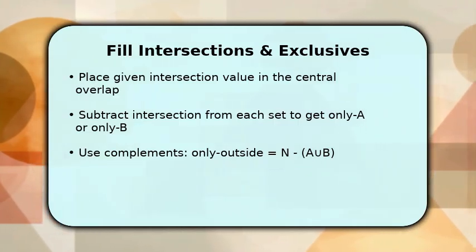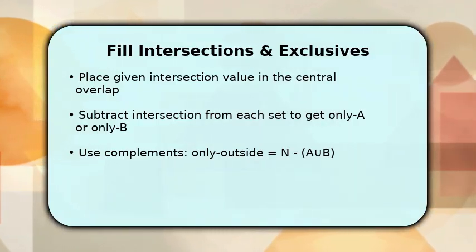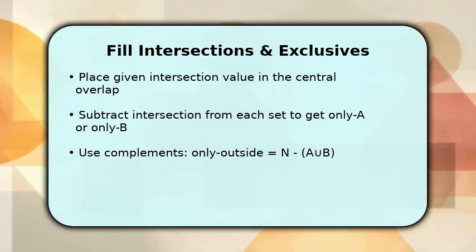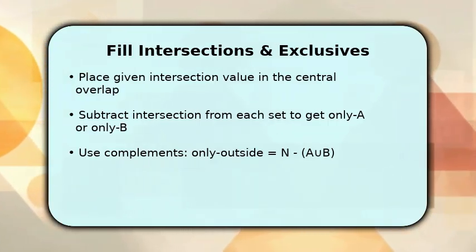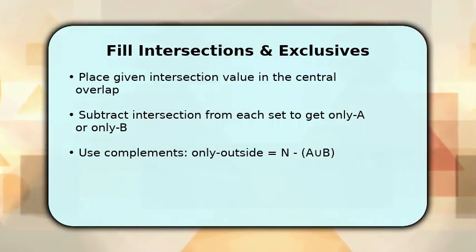If you have 3 sets, handle pairwise intersections next, then the triple overlap. Continue checking that A plus B intersection equals union counts. If unions are given, compare to ensure consistency before final arithmetic.